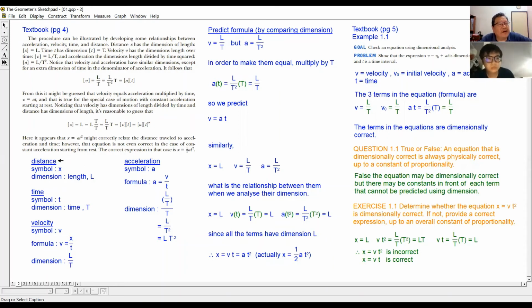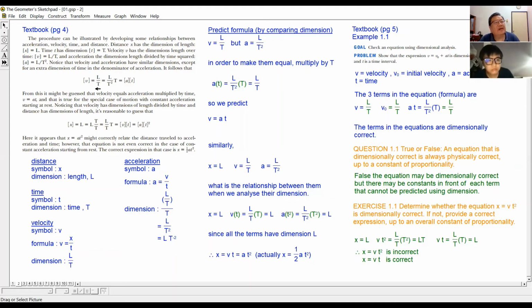Now, one of the physical quantities, or the dimension, that is involved is length. The physical quantity is the distance. The symbol that we use for distance in the textbook is x. The dimension is length, and we represent length using capital L.